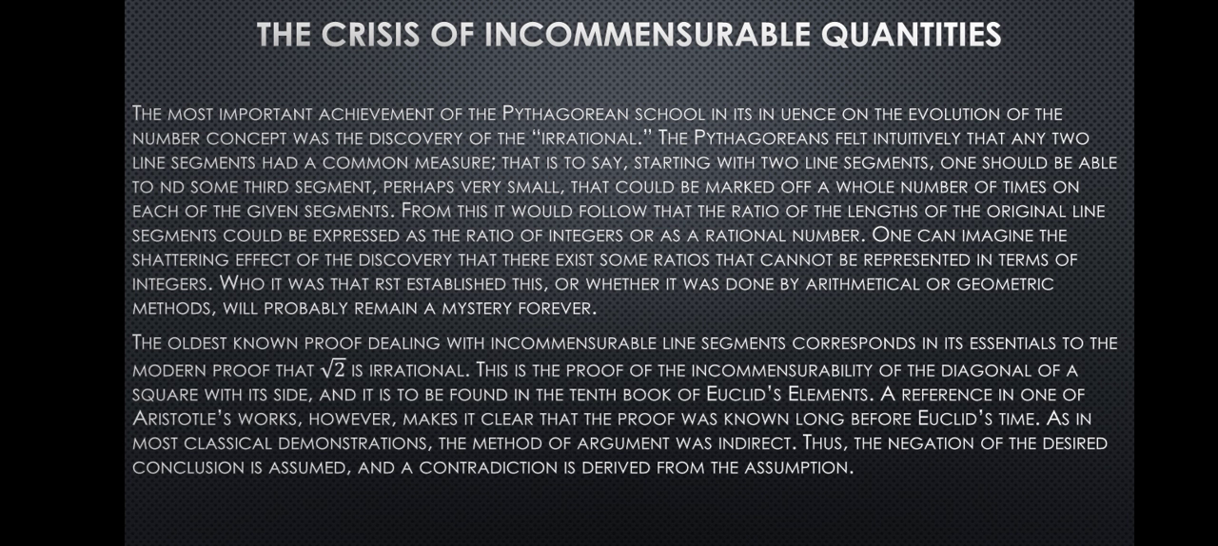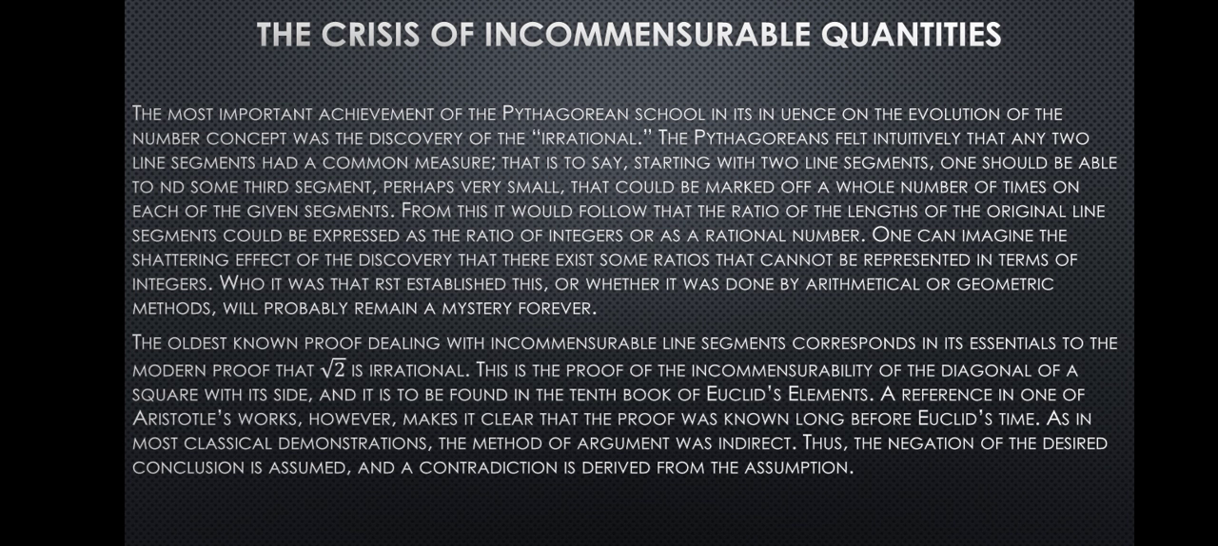From it would follow that the ratio of the length of the original line segments could be expressed as the ratio of integers, or as a rational number. One can imagine the shattering effect of the discovery that there exists some ratio that cannot be represented in terms of integers. Who it was that first established this, or whether it was done by arithmetical or geometric methods, will probably remain a mystery forever.